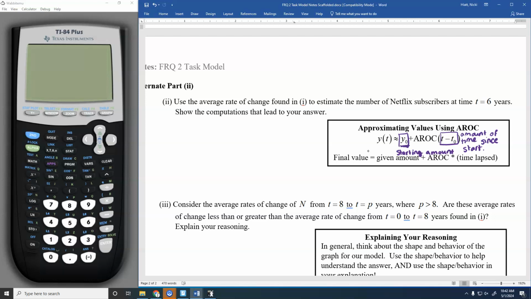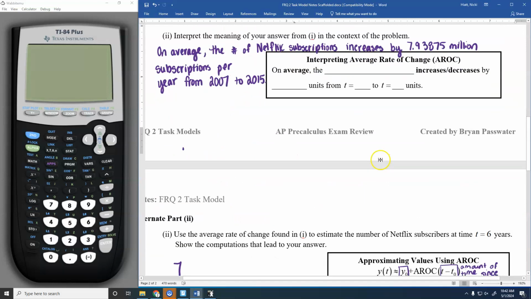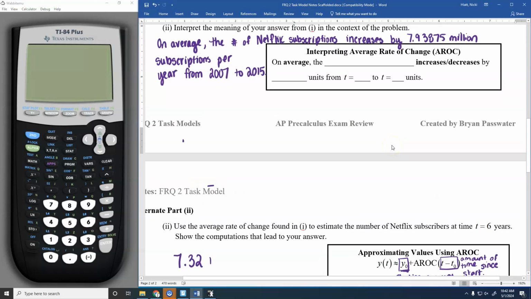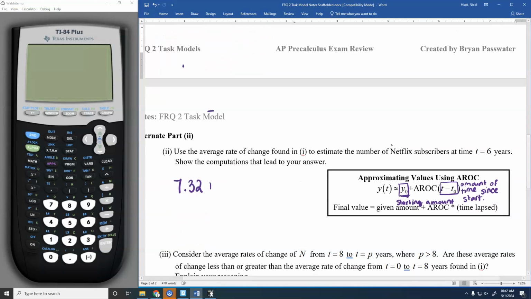So what we'll do for this is they started off with 32 million subscriptions. Then it's growing at our average rate of change of 7.93875. And we're going to multiply that by 6, because if it's asking us at 6 years, then that means we have 6 years that we're increasing at that rate. Every year for those 6 years, your value increases there.